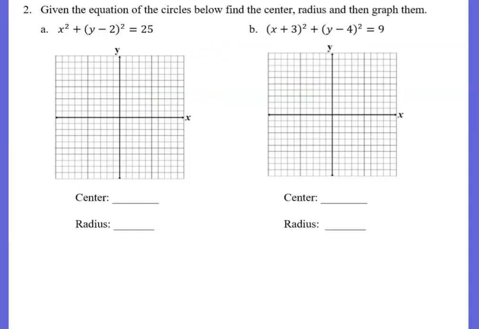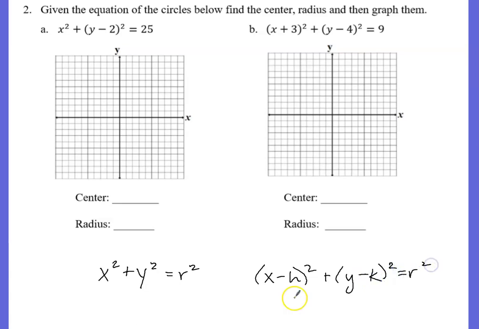Okay, so let's start with the equations for a circle. First of all, remember your general form for a circle. If it was centered at the origin, it would just be x squared plus y squared equals r squared. If it has been moved, then you have x minus h, and y minus k, and then it's equal to r squared. So this is just if you have a center that's something other than the origin.